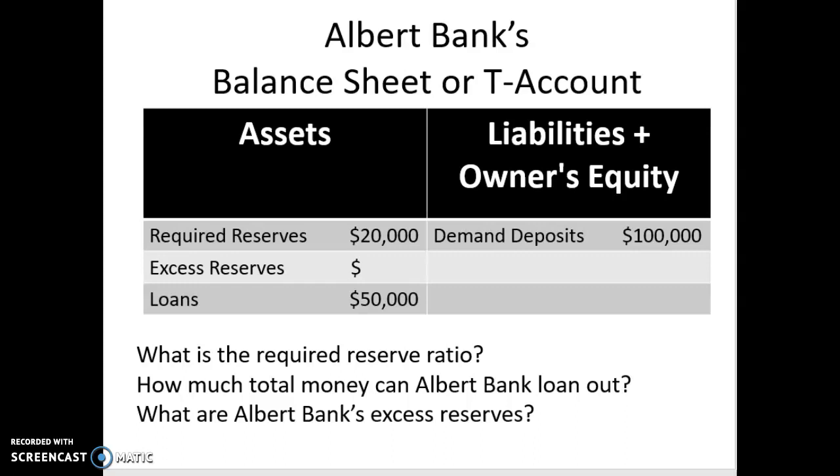You can double check your math. $100,000 times 20% equals $20,000. How much total money can the Bank of Albert loan out? Well, if they have to keep $20,000 in reserves out of that $100,000, they can loan out $80,000. Now we already see they have loans of $50,000 out. So I know that their excess reserves is $30,000 because 50,000 plus 20,000 plus 30,000 equals 100,000. So then I'm balancing, and that $30,000 is their excess reserves, which means they are able to loan that out to make a profit.